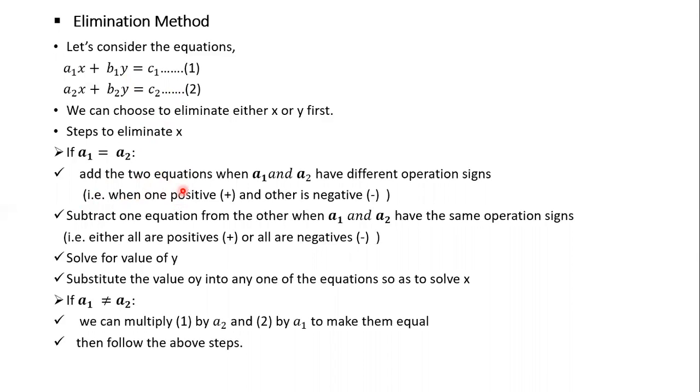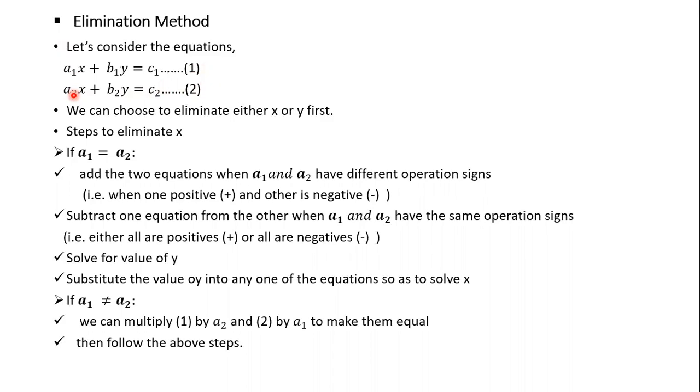So after we have done that, we now subtract one equation from the other when a1 and a2 have the same operation sign. So if a1 and a2 are having the same sign, that's a1 positive, a2 positive, or a1 negative, a2 also negative, we subtract one equation from the other. I can subtract equation 1 from equation 2, or equation 2 from equation 1.